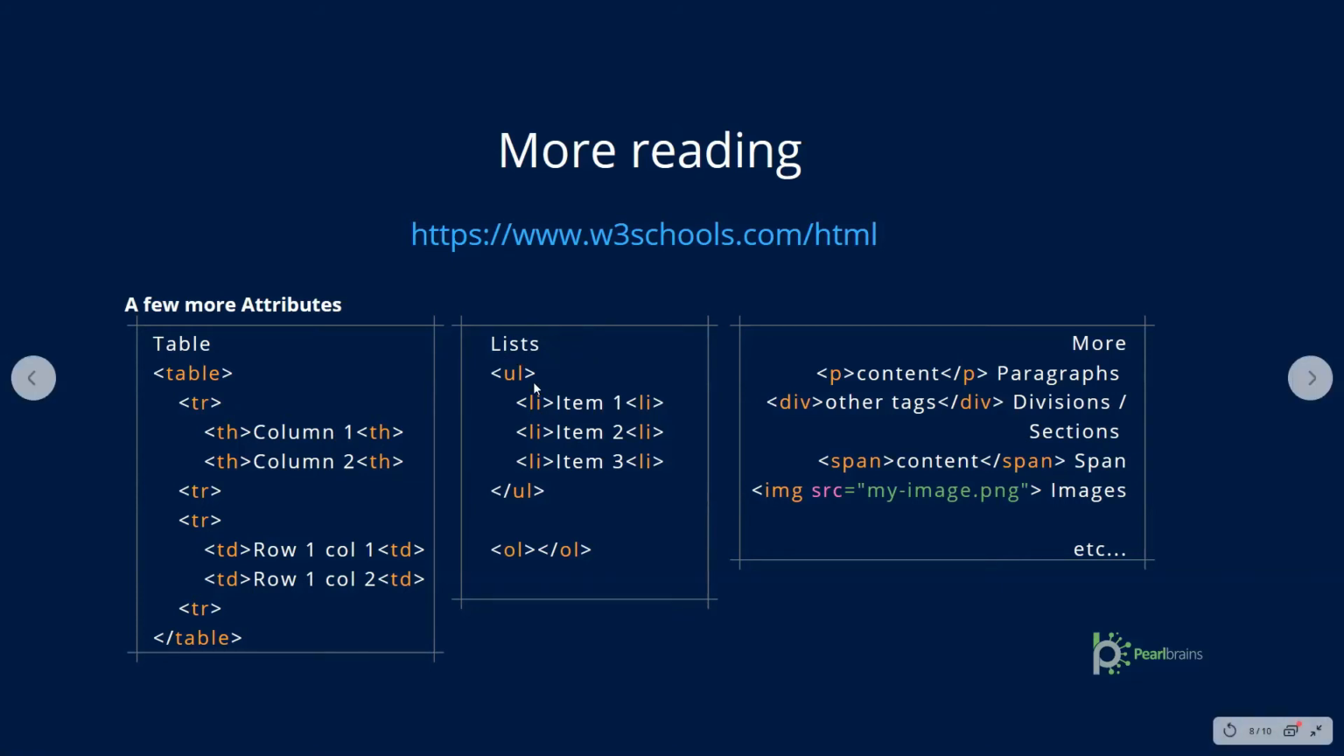Then for lists, you have a UL, which stands for unordered list. It encapsulates the list items, like list item 1, list item 2, things like that. And more tags, you have the paragraph tag, the div or section tag, the span, the image.